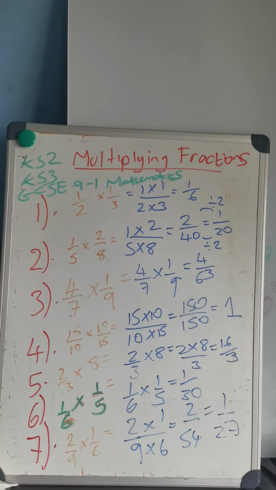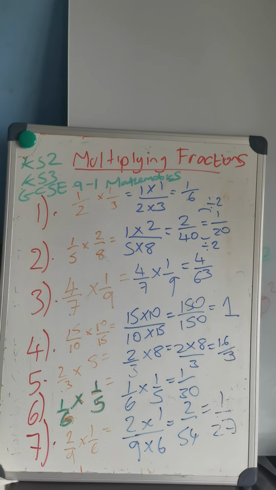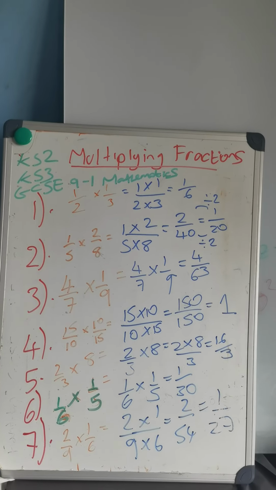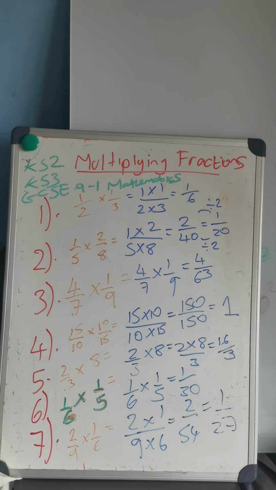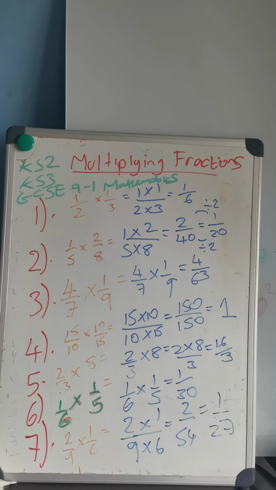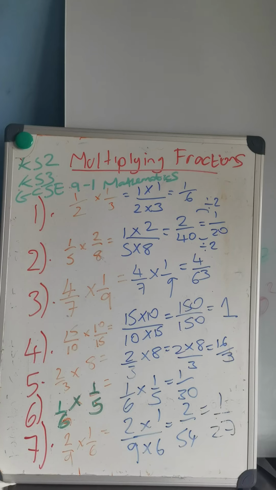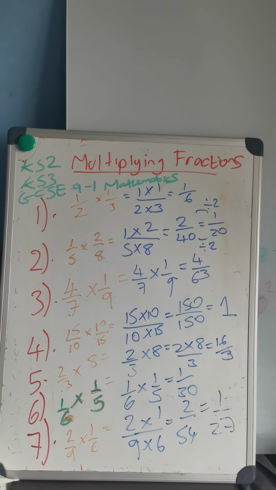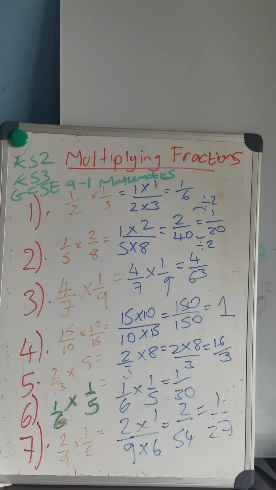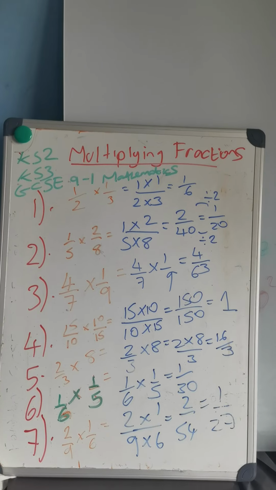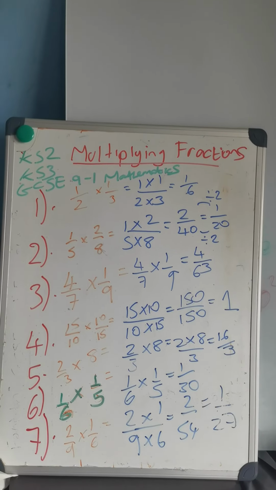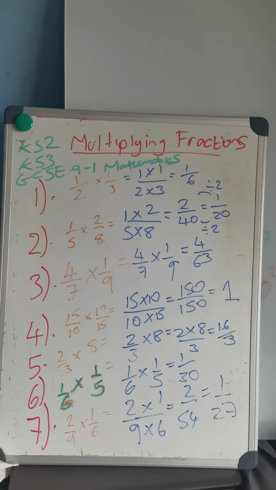This is question number 2. 1/5 times 2/8. Well, again, timesing the numerators together, i.e. the top numbers together, and then timesing the denominators together, i.e. the bottom numbers of my fraction. 1 times 2 is 2. 5 times 8 is 40. Now, the answer I get is 2/40.